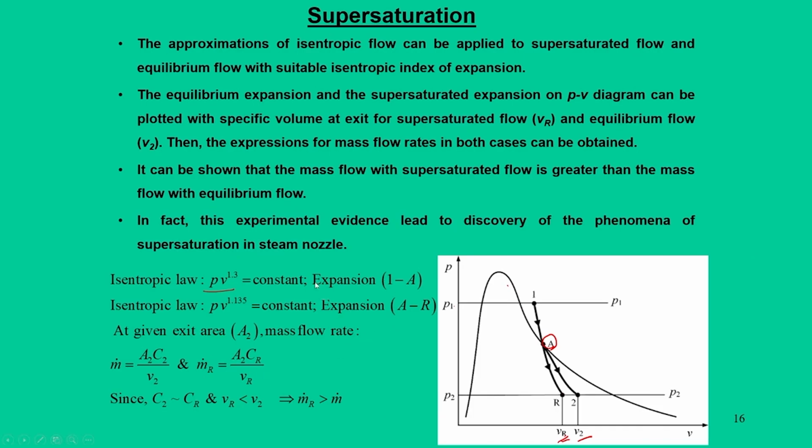So, from these two pieces of information we can find two mass flow rates. One is the mass flow rate when the fluid expands from 1 to 2, the other is the mass flow rate when the steam expands from 1 to R. From this we can find that the mass flow rate in the supersaturation phenomenon is higher than the mass flow rate for an equilibrium flow.